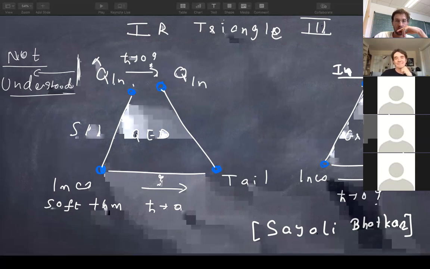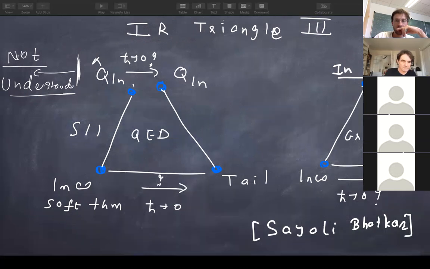I mean, the vertices are understood thanks to the work of Ashoke and his collaborators. We know the charges, and most of the charges have been derived by a graduate student in India, Sayali. But we don't understand the symmetries, and we don't know how these different vertices are connected to each other. So yes, thank you.